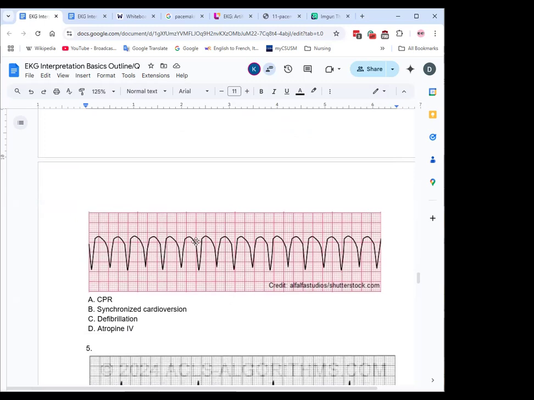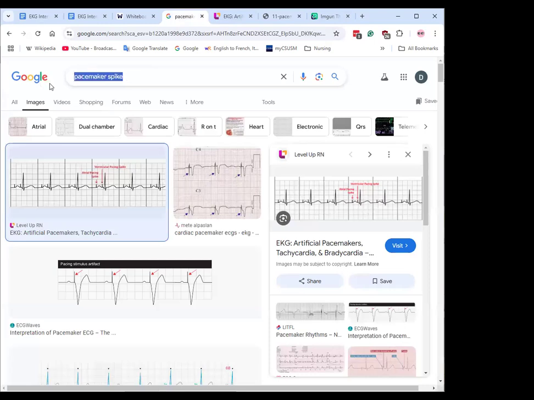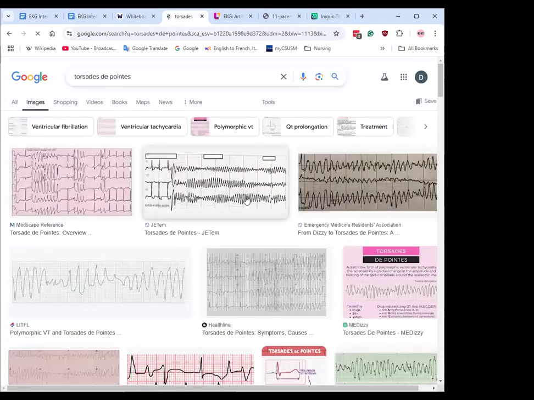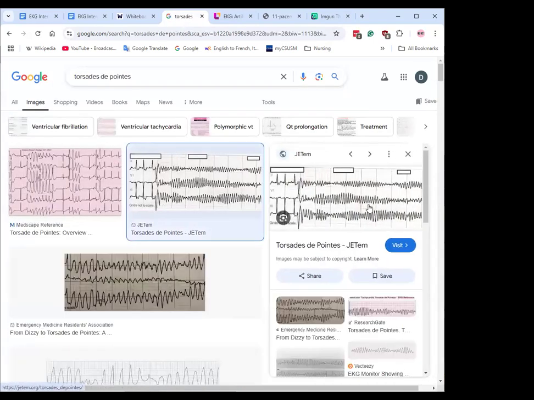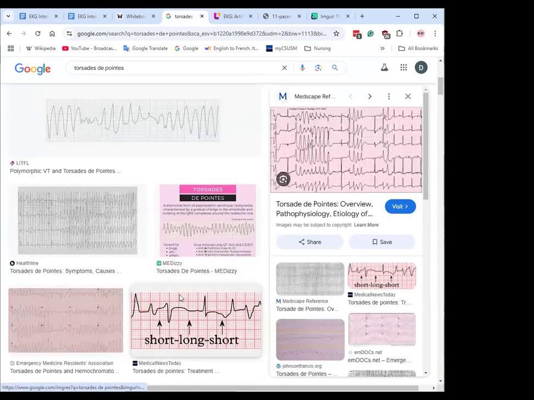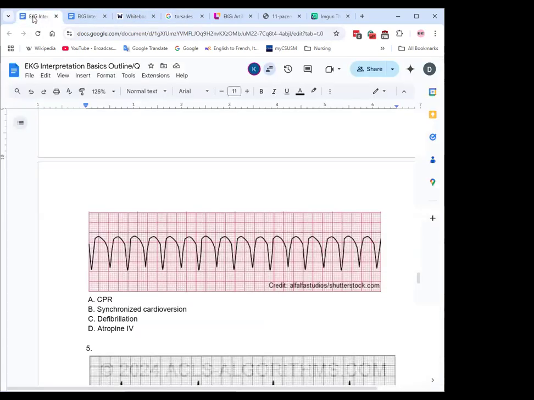It holds this consistent tombstone pattern. Non-sustained means it kind of goes back slightly and then comes back to this and then goes back slightly. And then the polymorphic. If you recall, one of the polymorphic rhythms is torsades de pointes, which you don't really have to know, but it looks a little like VFib. Don't worry about confusing that. You won't get tested on torsades de pointes, but that is a type of polymorphic VTach.